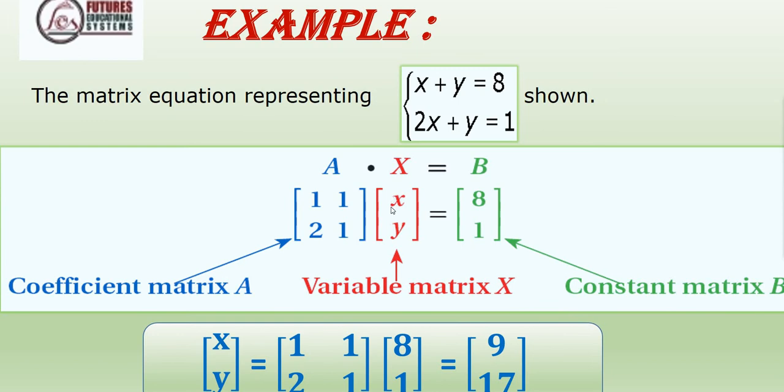In this case, we multiply A by X. Matrix A goes to the right hand side before B, matrix B. And when we multiply them together, we get 9 and 17. This is the result of the equation. Therefore, x equals 9 and y equals 17.